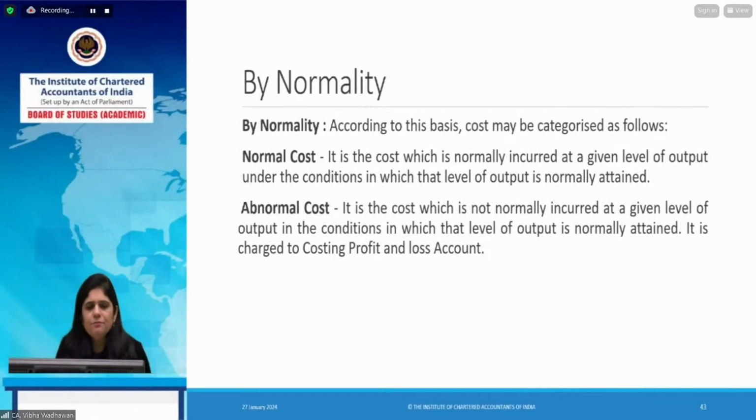By normality: normal cost and abnormal cost. Normal cost is the cost which will be incurred every time. If I am producing product A, every time the cost which will be incurred is a normal cost. Abnormal is which has been incurred this time, but every time it will not be incurred. Let us say there is a machine breakdown. Because of that, we have lost 1 day of work. So 1 day of labor charges are wasted, 1 day of machine has gone wasted. The production was not there, or some strike has happened. Every time the strike will not happen. Every time the machine breakdown will not happen.